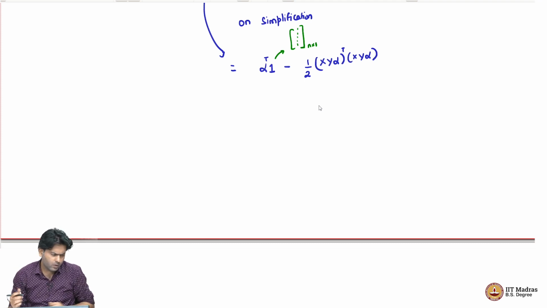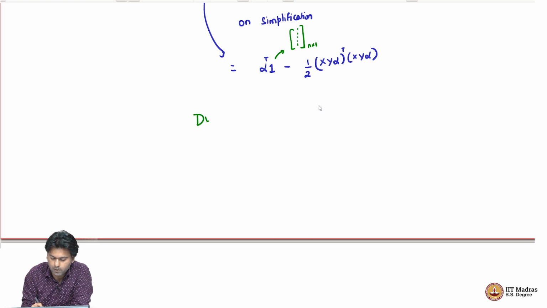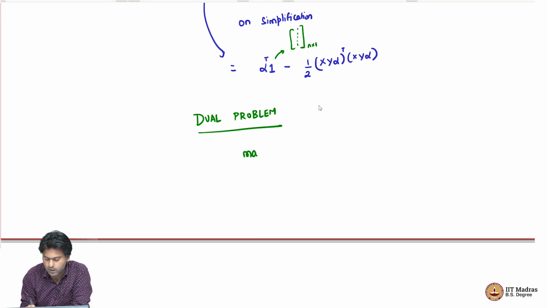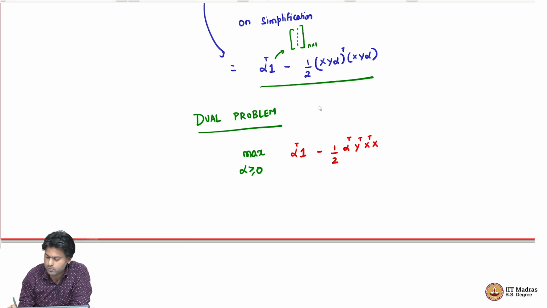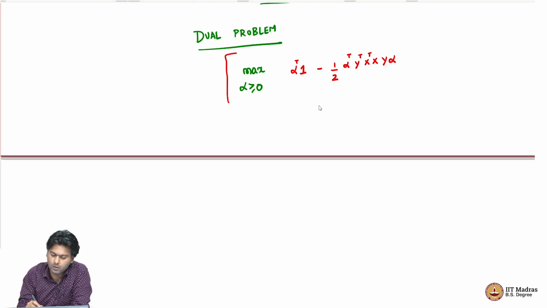So the dual problem that we can alternatively solve is the following: maximize over alpha greater than or equal to 0 this quantity, which is alpha transpose 1 minus half. Now I'll open up this transpose like this: alpha transpose y transpose x transpose x y alpha.